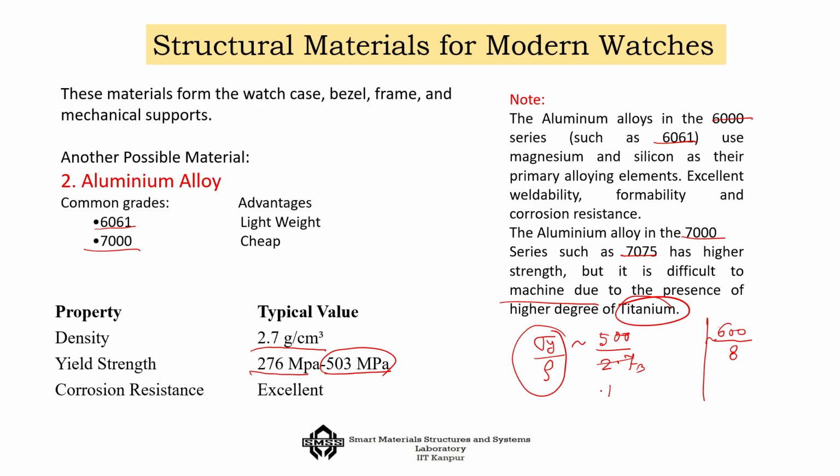So, you can see sigma y by rho, how much it is going to be. So, you are going to get about 166 approximately here, and what you are going to get here? You are going to get 600 over 8, so about 75. So, you see the sigma y over rho ratio is around 75 for the steel, whereas it is much higher in this case, 166. So, it is a much better material in terms of the strength you are getting and the lighter weight.